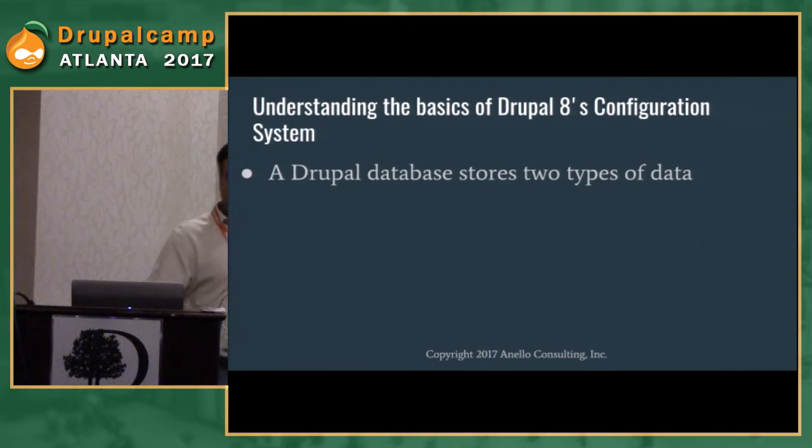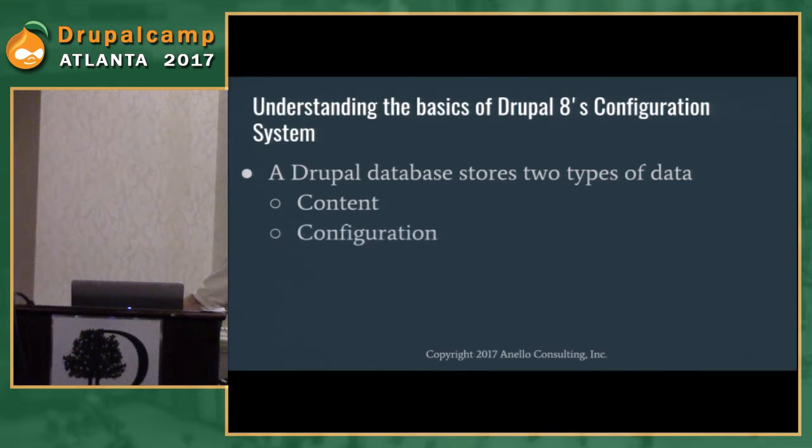All right, so let's go to some basics, kind of level set everybody here. So the Drupal database stores two types of data. Content, obviously, is one of them. The second one is, say it all together, configuration, right? And that's great, but it also leads to problems, right?